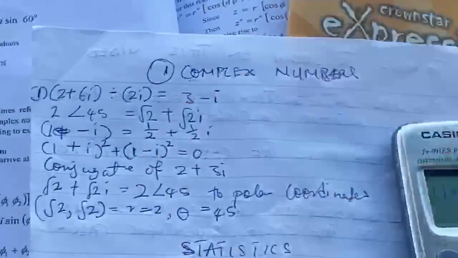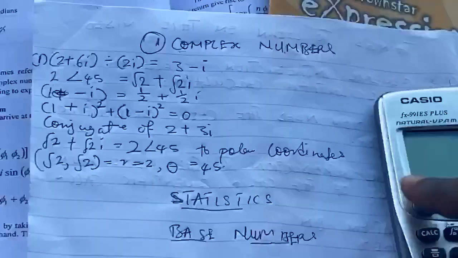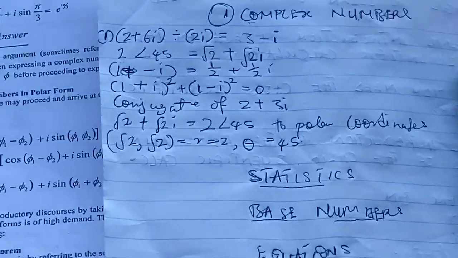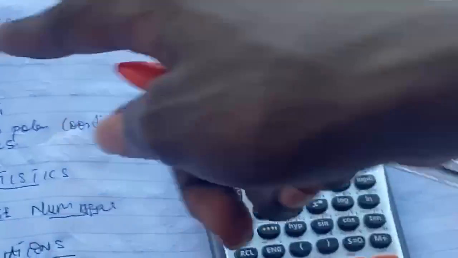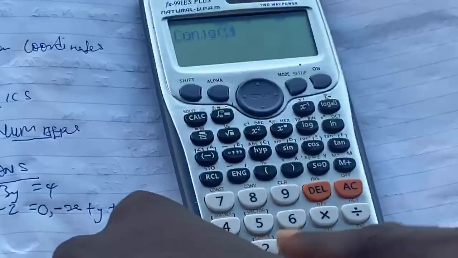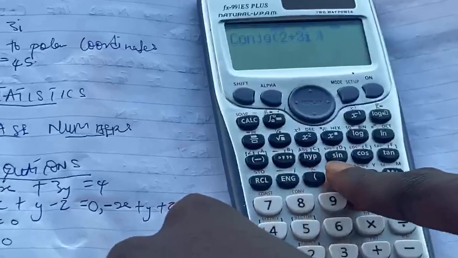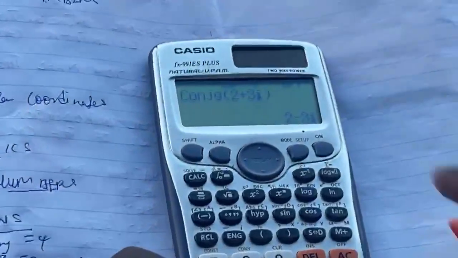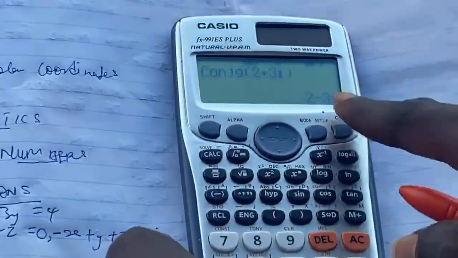Okay. So you should look for the conjugate of 2 plus 2i. Like I told you before, you change your input method by clicking shift, then press 2, then conjugate is number 2. Then our question is 2 plus 2i. Then close your brackets. Then click equal to. Our conjugate form of 2 plus 2i is 2 minus 2i.